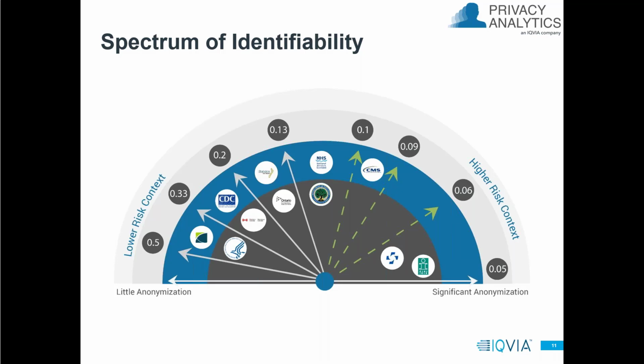The Centers for Medicare and Medicaid uses 0.09 for the release of very large data sets, and the EMA is also using 0.09 as a threshold for their data sharing initiatives, and Health Canada is also using 0.09 as the recommended value for their de-identification. So 0.09 seems to be a commonly used value today as a threshold for de-identifying data. And there are very strong precedents for that value.